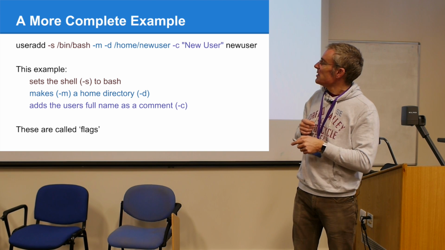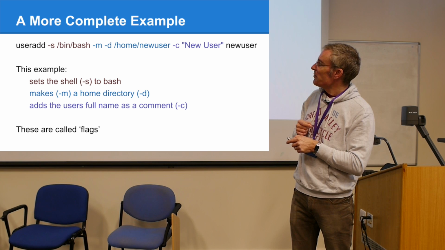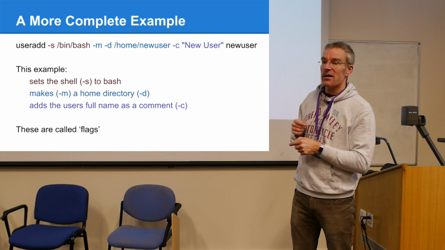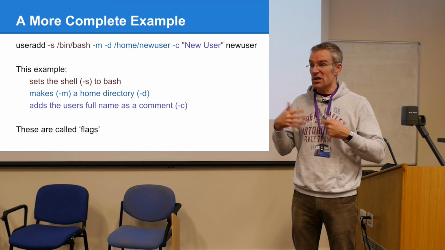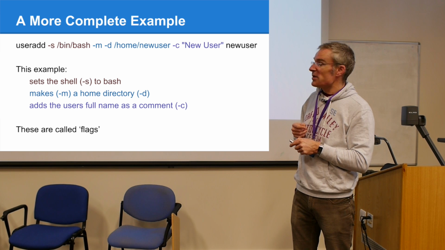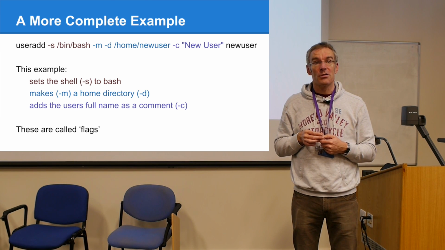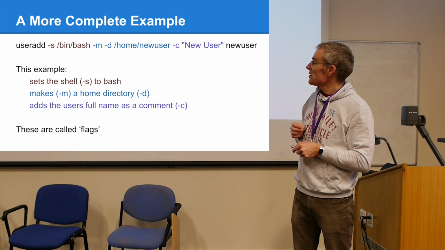Basically the flag tells the command you're going to add extra information. So the S flag means shell. And you tell it where the shell is, which shell you're going to be using. So all these shells are in the bin folder, the binary folder. And we're saying use the bash shell with this account. Okay?